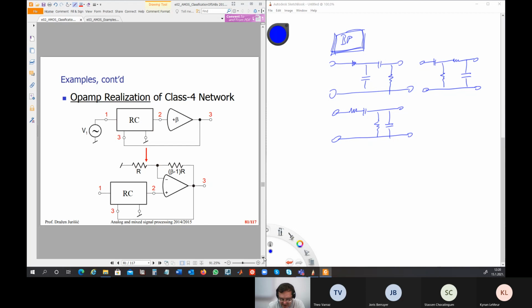What is also important to notice here, we have one symbol of the gain plus beta, but this is realized by this non-inverting amplifier. So these two things are totally the same, so you can immediately see how we realize this plus beta.